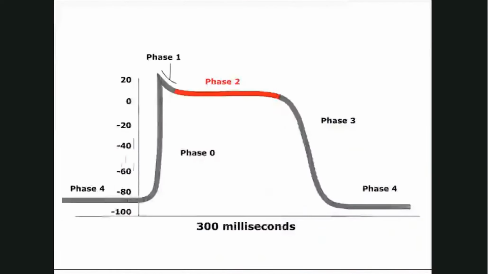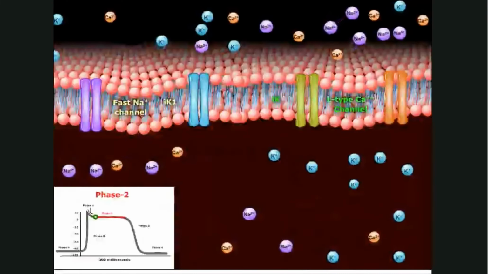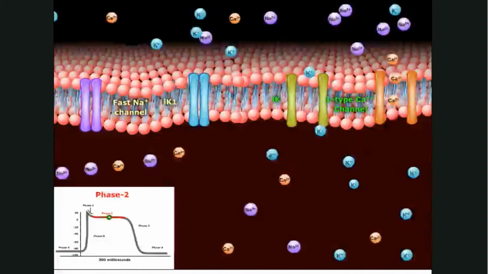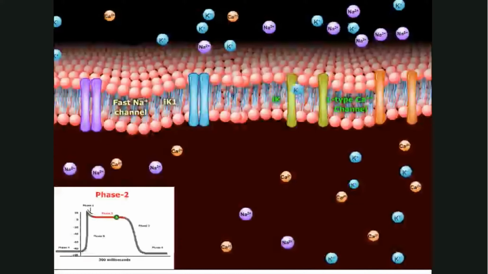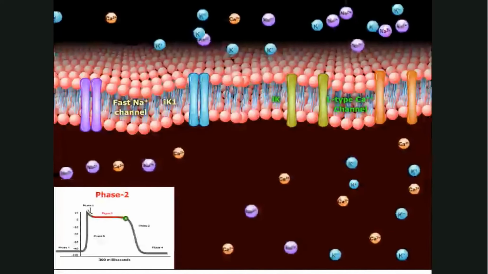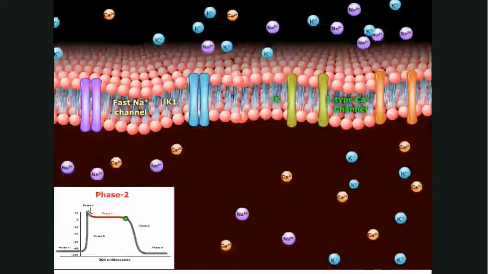Phase 2 is the plateau phase of the cardiac action potential. It is sustained by a balance between slow inward movement of calcium through L-type calcium channels and an outward movement of potassium through slow delayed rectifier potassium channels, labeled here as IK.